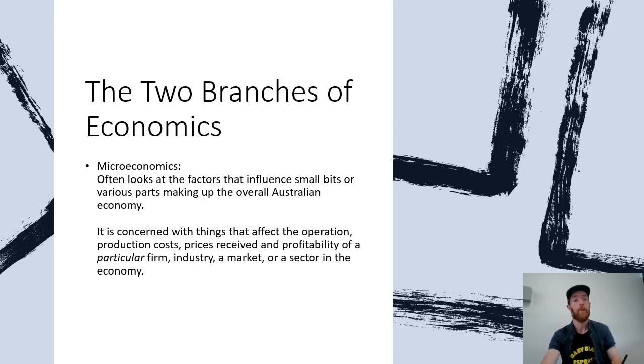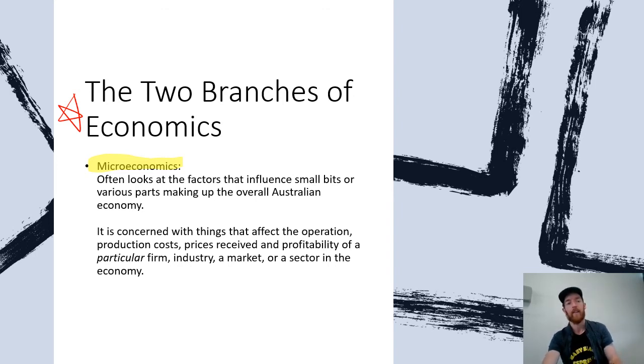Then we've got two main branches of economics that we're going to look at. In the first semester, we're going to look at what's called microeconomics, which looks at all the small parts that make up the overall Australian economy. So it's concerned with things that affect the operation of individual businesses, like production costs, prices received, profitability of particular firms, industries, markets, or sectors in the economy.